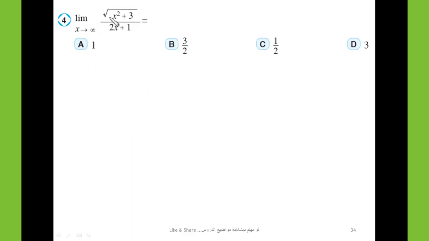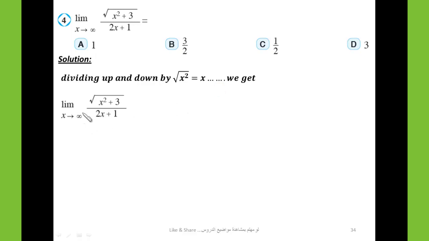4. Limit of root (x squared plus 3) over (2x plus 1) when x tends to infinity. So dividing up and down by x, which equals root x squared. What do we get? The limit of root (x squared plus 3) over (2x plus 1) when x tends to infinity equals the limit of... because we will divide here by x squared. X squared under the root is x. So we divide up and down by x.